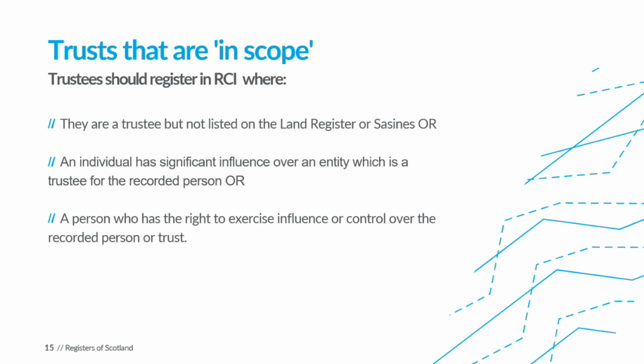For the purposes of RCI, trusts are required to register if there is a person with controlling interest, again, this is known as the associate, who, for example, is a trustee not listed on the Land Register or SASINs, or has significant influence over an entity which is a trustee for the recorded person, or has the right to exercise influence or control over the trust or recorded person.